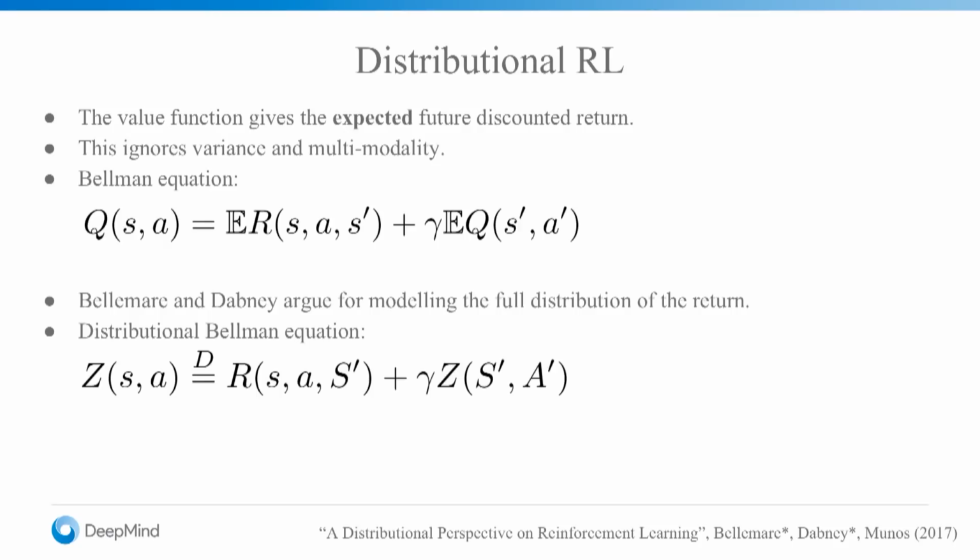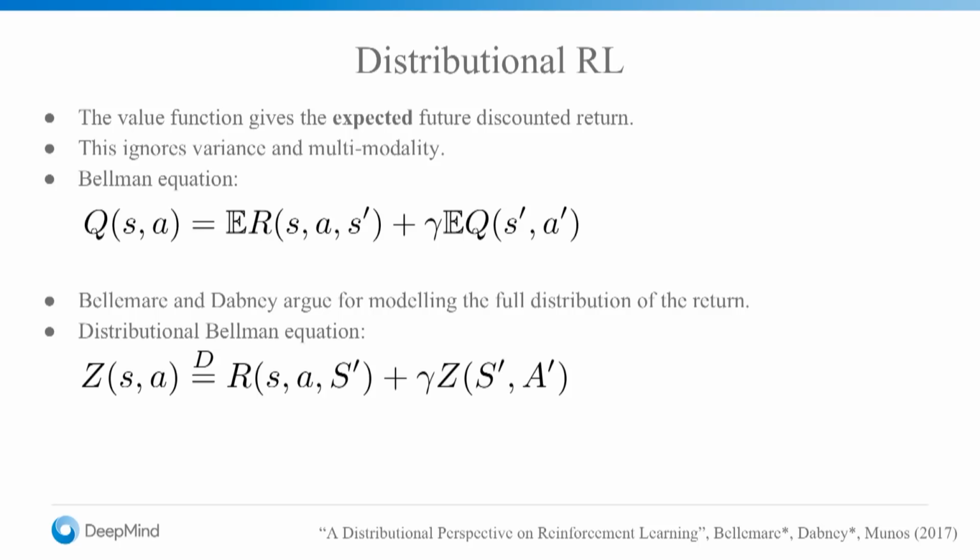So if we want to model the full distribution of the return, there's also a distributional form of the Bellman equation. We'll use Z(s, a) to represent the distribution of the return if you take action a in state s. And the distributional Bellman equation has a very similar form. So you will have the distribution of the reward you get for taking action a in state s, arriving in state s prime.